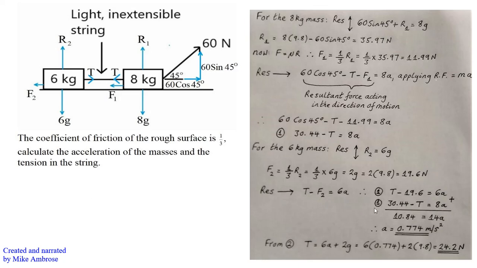You have two equations here, you add the equations together, this T will cancel with that T to leave this, so the acceleration equals 10.84 divided by 14, which is 0.774 meters per second squared. From equation 2, by rearranging it, the tension in the string equals 6a plus 2g. Putting in the value of a here and the value of g as 9.8, the tension in the string works out to be 24.2 newtons.